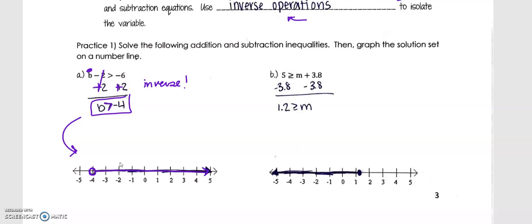The next question, notice I want to get the m by itself, so I need to move the 3.8. So our inverse operations, if this is addition, I'm going to subtract 3.8 on both sides. Then I'm going to get 5 minus 3.8, that gives me 1.2. We bring down the inequality, greater than or equal to m. Here's our answer. And now when I put it on the graph, remember it's helpful to always have the variable first. So if I just flip everything around, I'm going to have m less than or equal to 1.2. So I put a closed dot on 1.2, and then I shade everything less than or equal to 1.2.